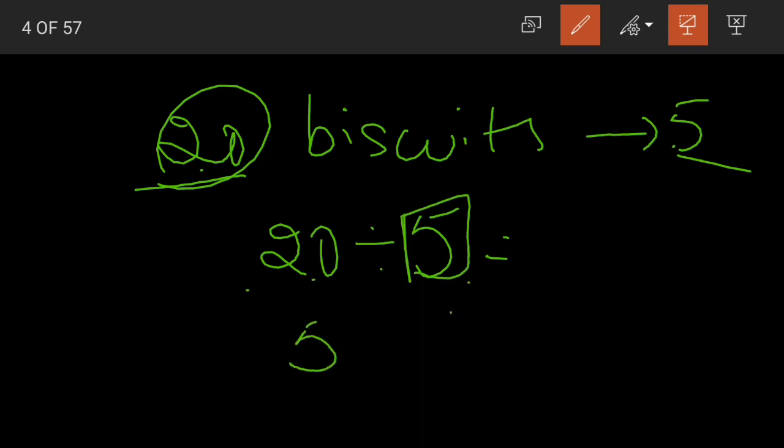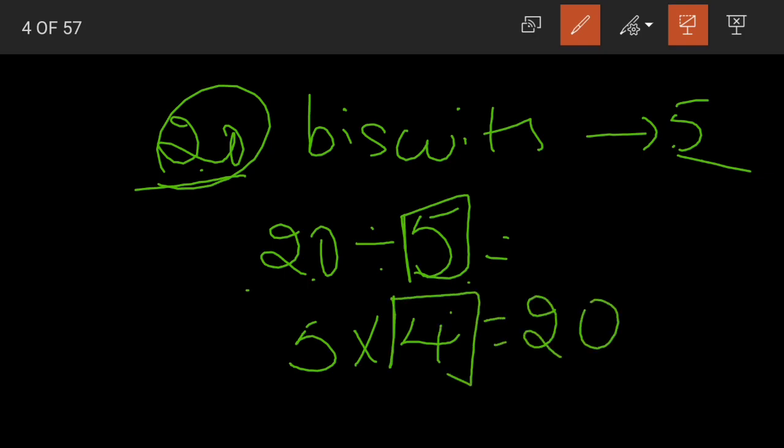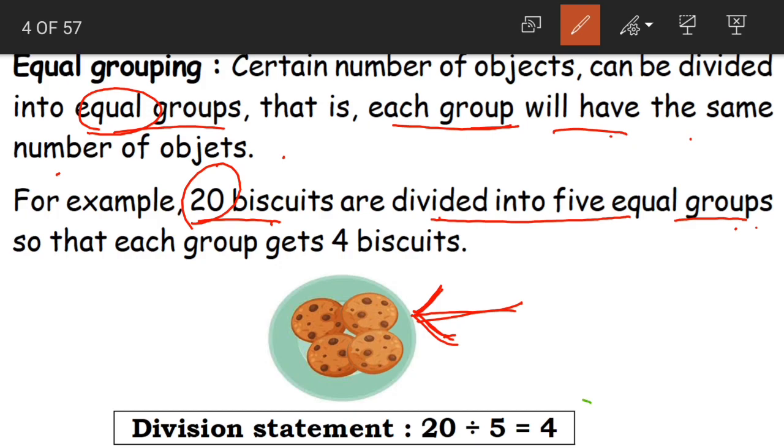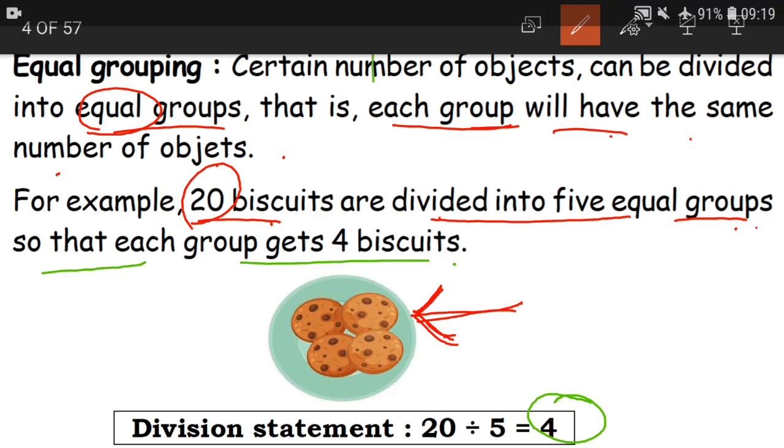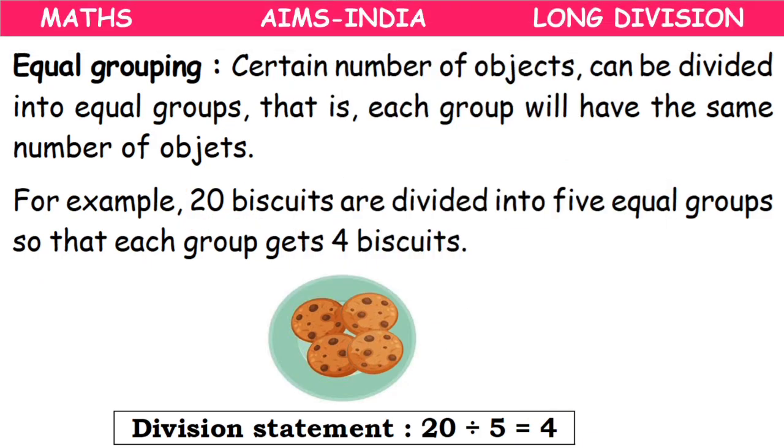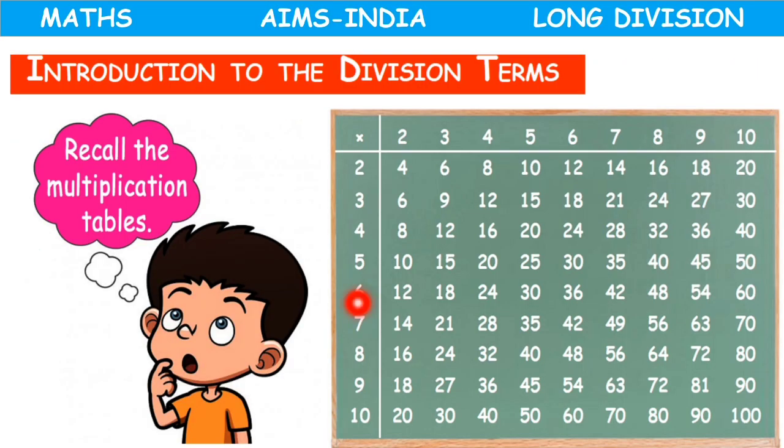Now if you look at the 5 table, we know that 5 fours are 20. So here 4 becomes our answer. 20 divided by 5 is equal to 4. So how many biscuits are there in each group? Each group gets 4 biscuits. Clear the use of division? Division can be used to share a number of objects among people or to group a certain number of objects into equal groups. Now, introduction to the division terms.